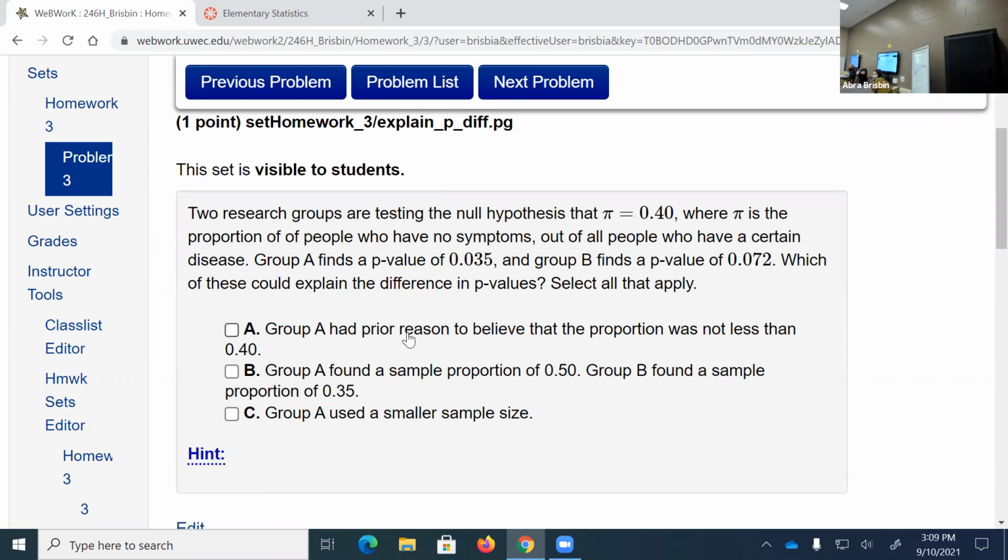The one portion afterwards, stronger evidence, or 2-sided. Yeah, with a 1-sided alternative hypothesis, you tend to get stronger evidence than with a 2-sided. Specifically, typically the p-value for a 1-sided test is going to be about half of the p-value for a 2-sided test. And that looks pretty reasonable for what we got here: group A's p-value is roughly half of group B's p-value. So that could be the reason why, if group A had prior reason to believe the proportion was not less than 0.4.